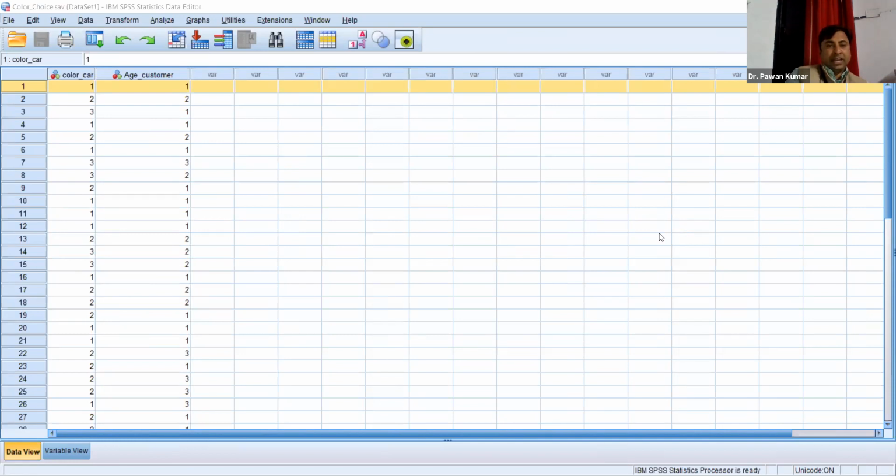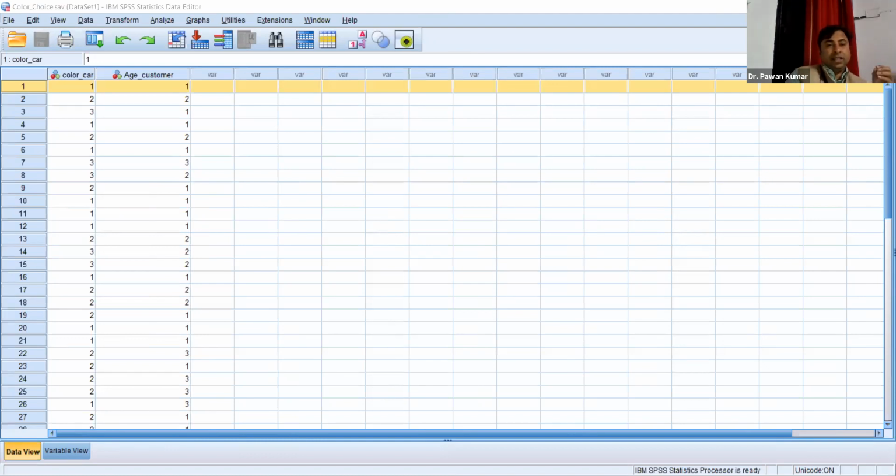Go to analyze, classify. Is the SPSS visible to you? Please tell me, is the screen visible to you? Yes, sir, it is visible. Okay. This is the bank example. I have taken the same example which I just taught you. It's not a car example. It is just the bank example which I have just given you for the discriminant analysis.